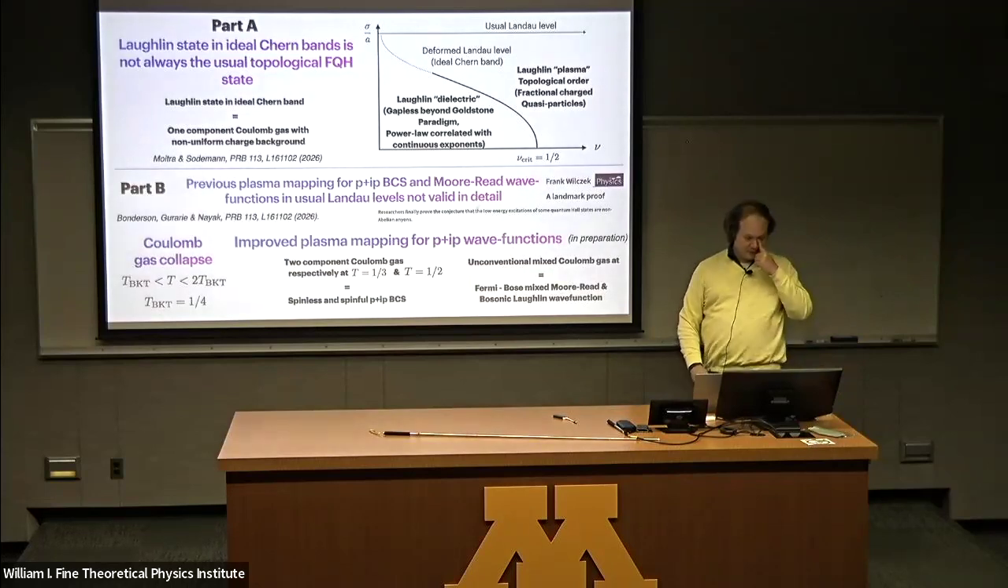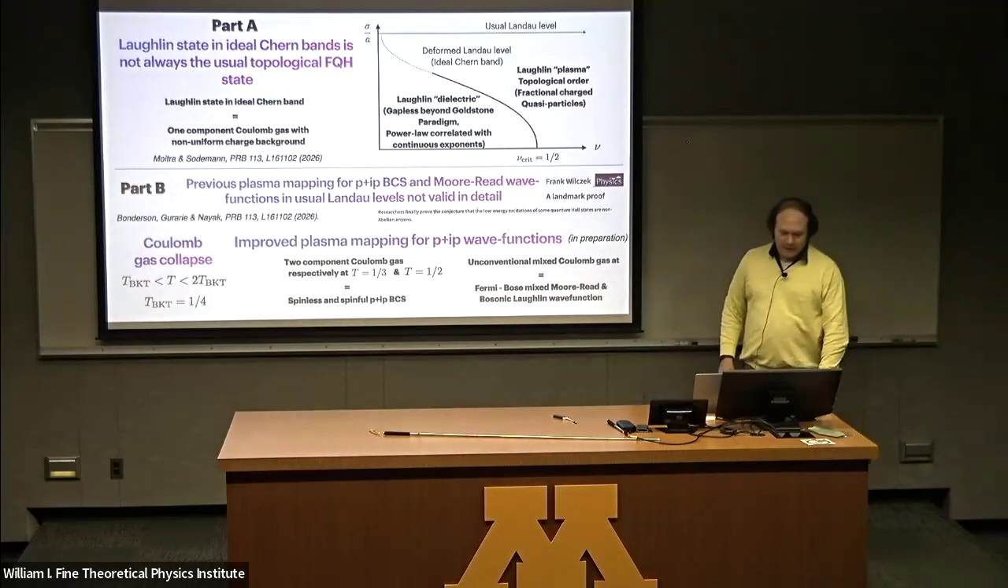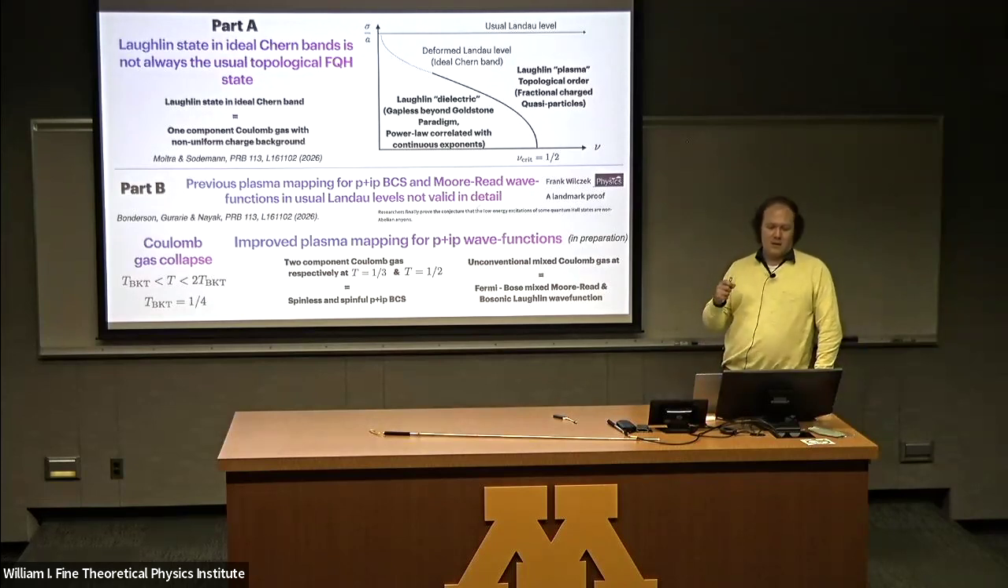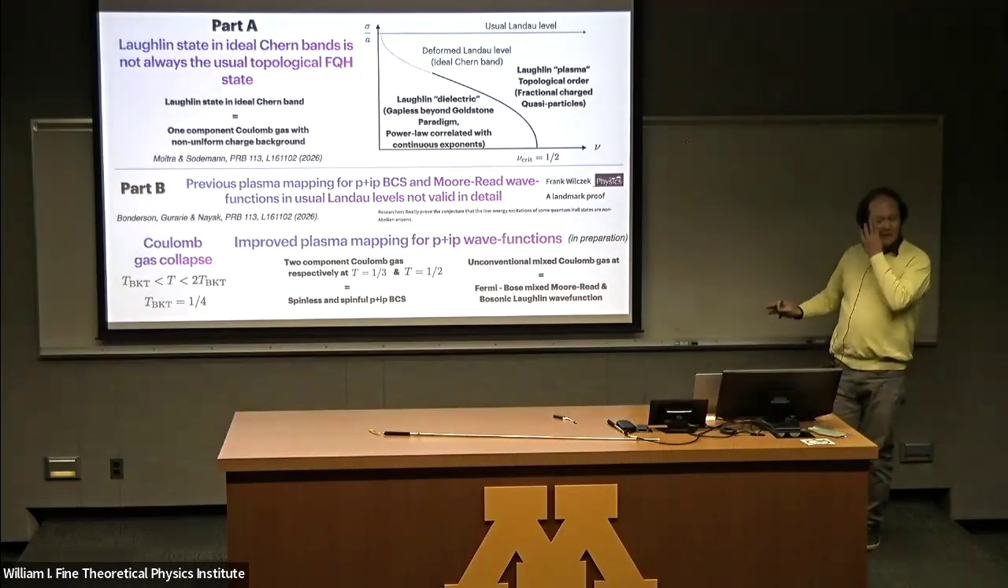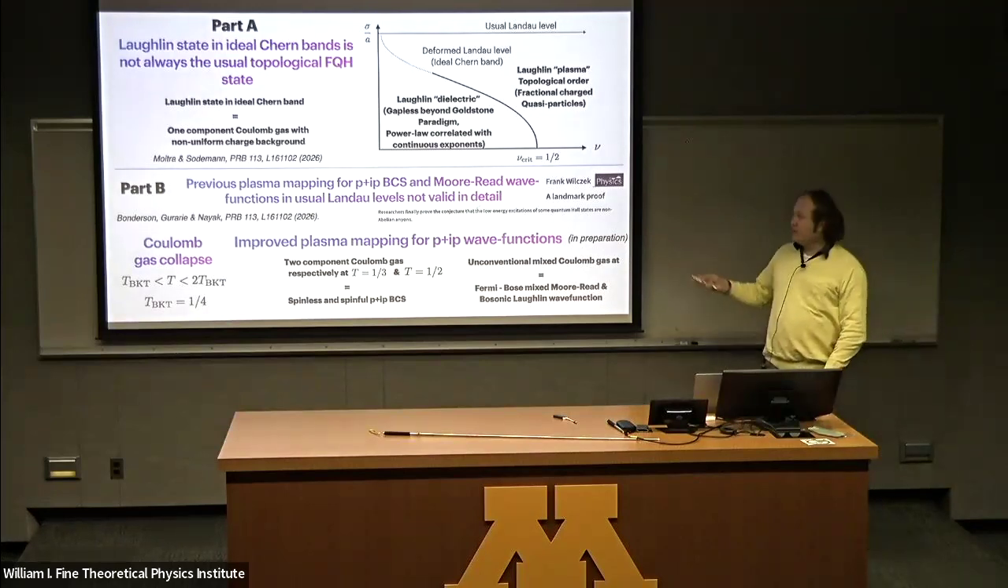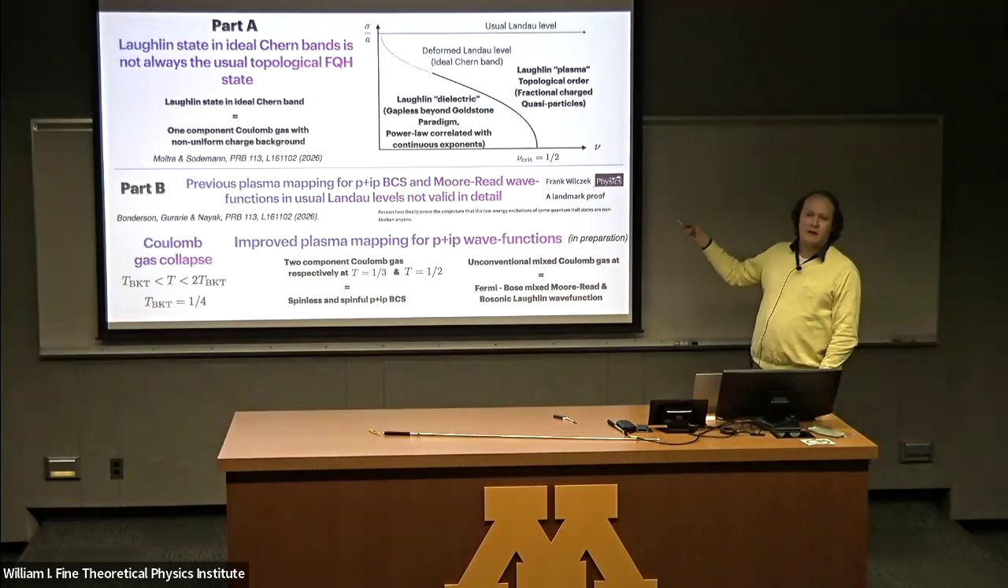And the second part of the talk is about p plus ip Pfaffian wave functions of BCS kind and the related Moore-Read states in Landau levels. This part is actually just Landau levels, not even ideal Chern bands, the same good old-fashioned Landau levels. So when we did this, we started thinking, okay, what else can we do? Let's try to think of a different state.